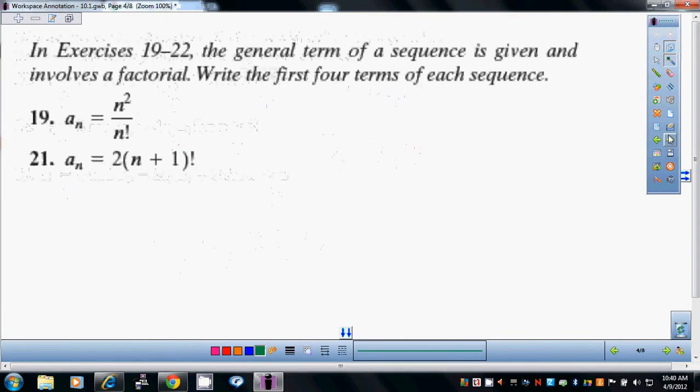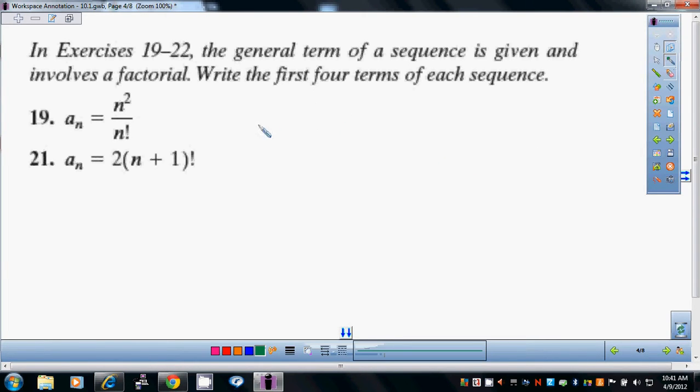All right. The general form of a sequence is given involving a factorial. Write the first 4 terms of each sequence. So we're just practicing with factorials now. A factorial, in case you've never experienced one before, like for instance 5 factorial, is just 5 times 4 times 3 times 2 times 1. It's just that number times every number preceding it. It's also a button in your calculator, which you're more than welcome to use. But anyway, here we go.